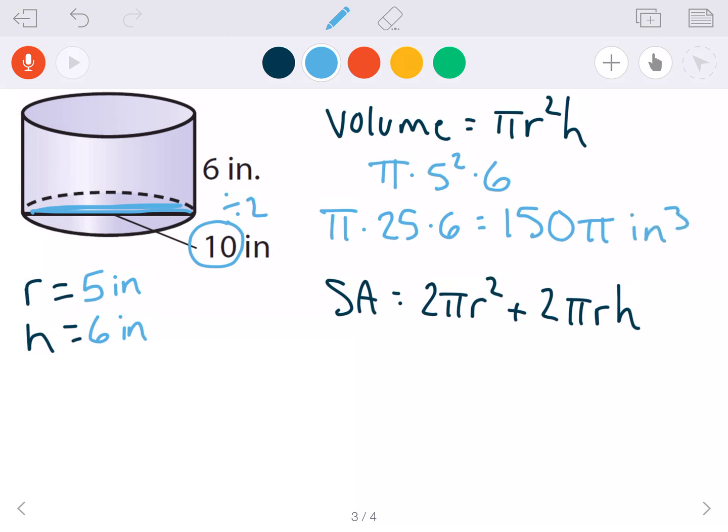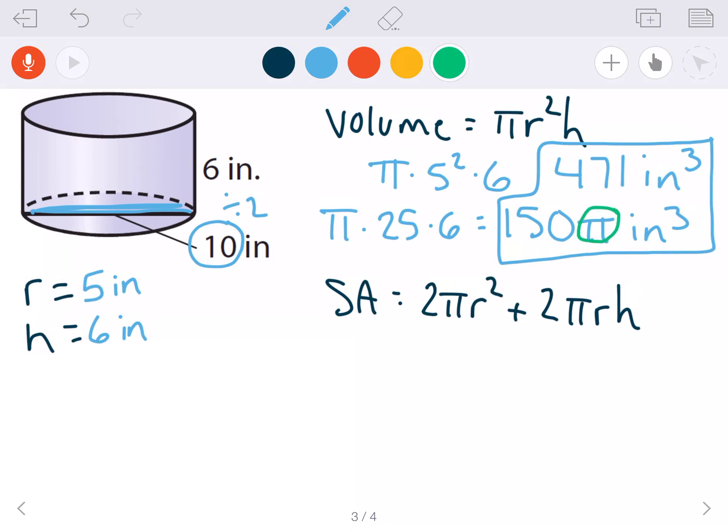And if I want an estimated answer, I'm going to take 150 times 3.14, and that is going to give me 471 inches cubed. So again, both of these answers are the same thing. One of them is in terms of pi, and the other one is just a rounded answer. The one in terms of pi is going to have pi in the answer.